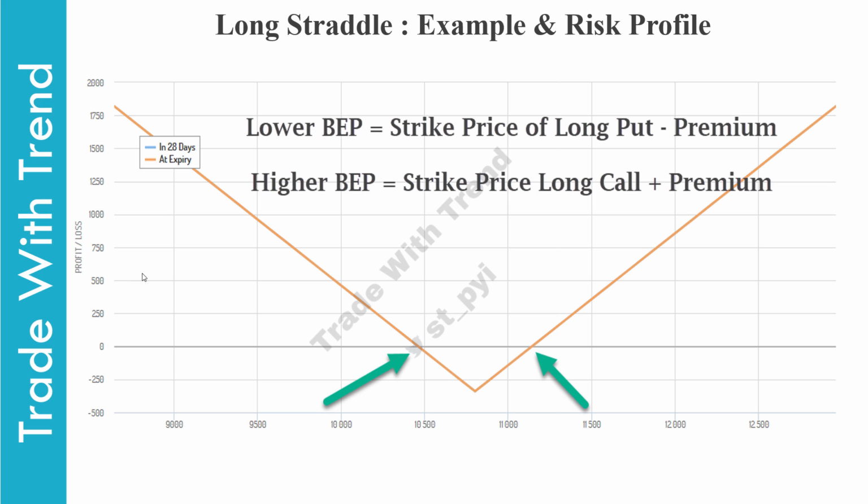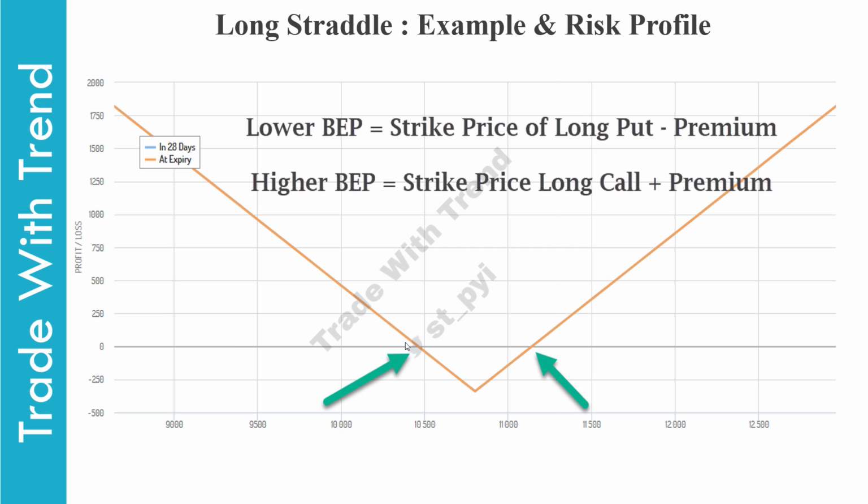Now in a long straddle, you stand the chance to make unlimited profits. The more fast price moves before expiry, the more you stand to benefit. In a way, you would want volatility to expand as you hold positions. In the chart in front of you, you can see there are two break-even points. One is the lower break-even point and another one is the higher break-even point. That is, you stand to benefit when market rises or falls rapidly.